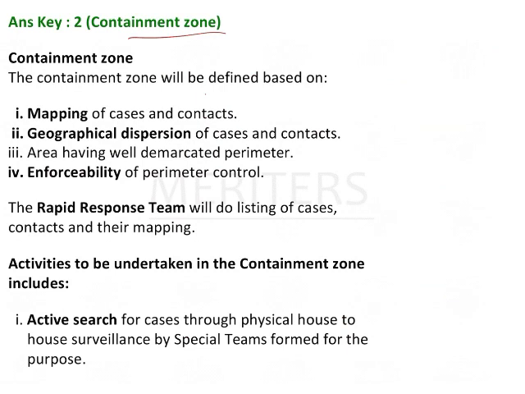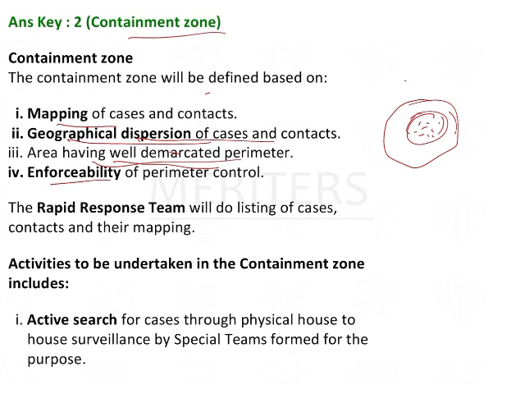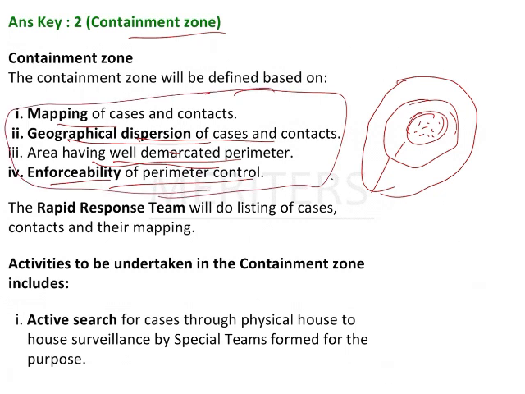The containment zone will be defined based on mapping of cases. We know that, right? It is the dispersion of cases, enforceability, and well demarcated perimeters. Like mapping, they have to map the cluster of cases and how it has spread, whether within a 1 kilometer span or a 5 kilometer span. Another one is well demarcated perimeters, like the buffer zone and this contaminated zone. And enforceability means enforcing the law and the local restrictions they will follow.